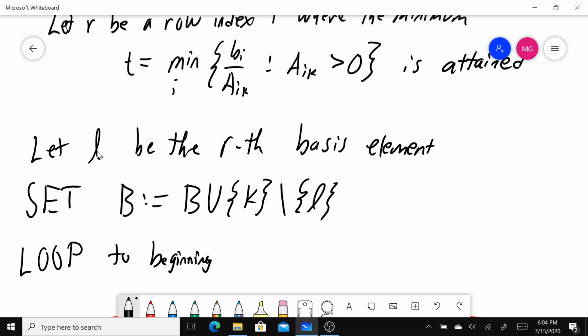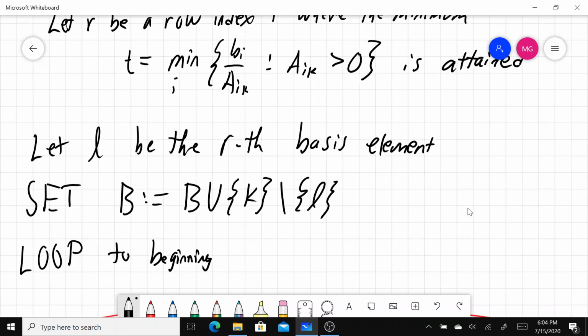And so that lth index is what I'm concerned with. And so what I do is I make a new basis by exchanging the indices k and l. So k jumps into the basis, l drops out of the basis, and that gives me a new basis here. And as we've shown, there is a basic feasible solution associated to this basis, and that's exactly the x prime that we constructed throughout this video.